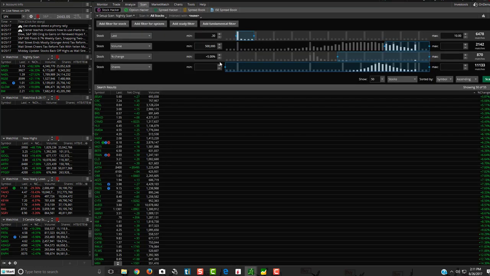Here are the scanner settings, by the way, for anybody that's wondering. Stocks anywhere between 30 cents and $10, minimum 500,000 shares in volume, with a gain on the day of, I'm sorry, of 5%. So you can change this up if you want to go for higher priced stocks or lower priced. I personally don't usually trade stocks more than $10.